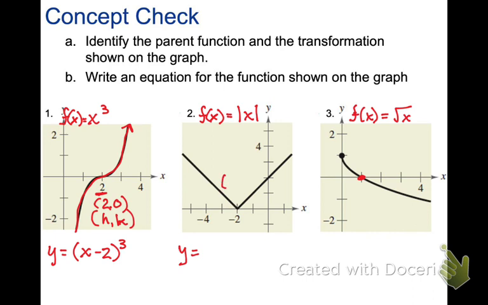Okay, so my H and K is negative 2, 0. So what's my equation going to be? Y equals absolute value of x plus 2, because the formula is x minus h. Okay, so plus 2. And do I have to put plus 0? No.